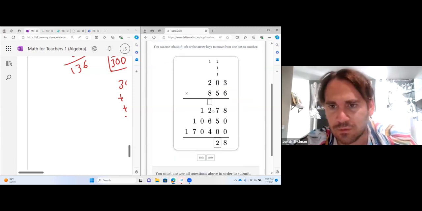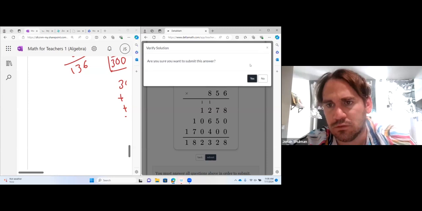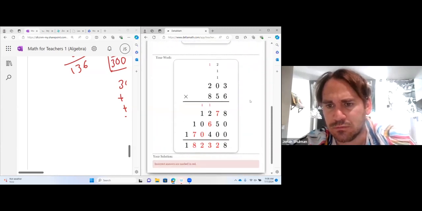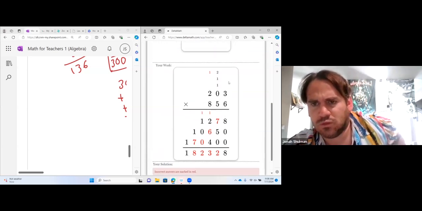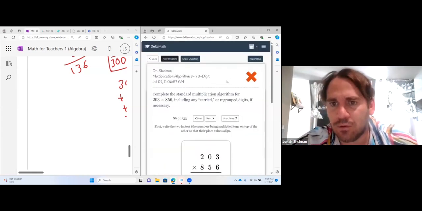That's 12, so I want to carry the 1. This is 10, 12, 13, carry the 1. This is 2. This is 8. And this is 1. So I keep making mistakes somewhere. So I missed one term. That's a shame. Well, not coming off to a good start.